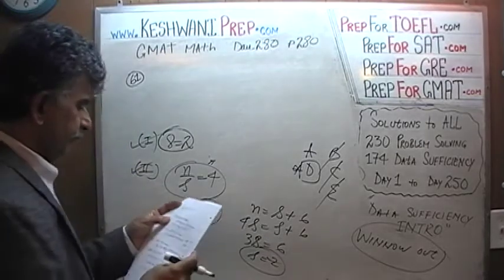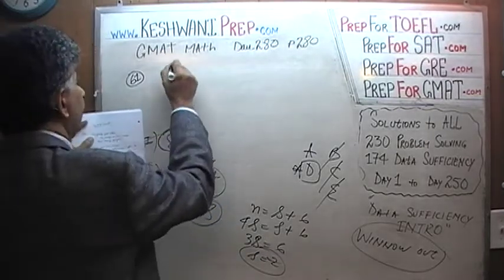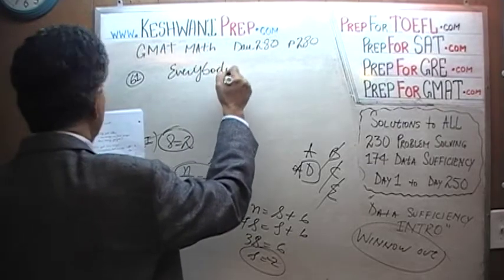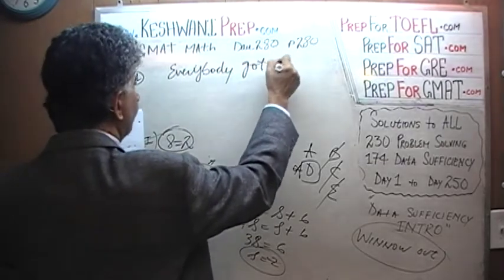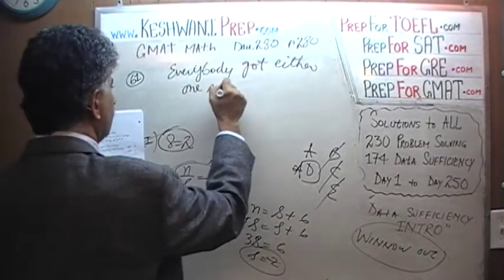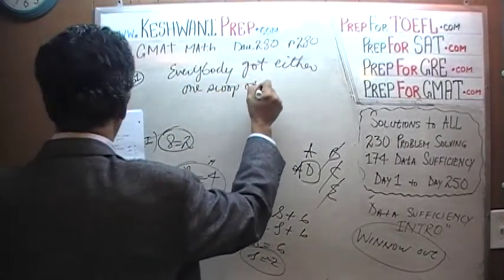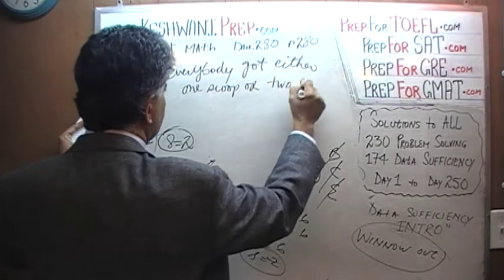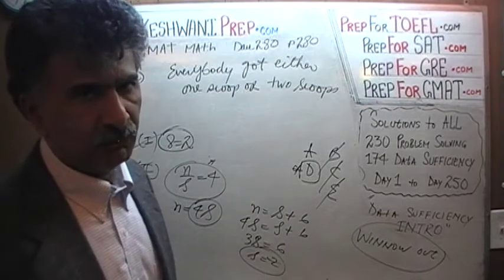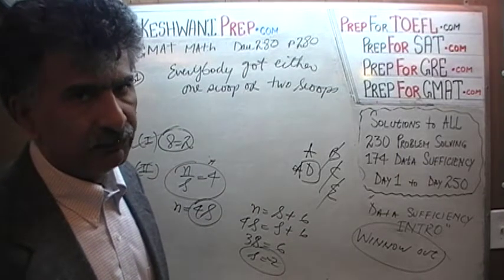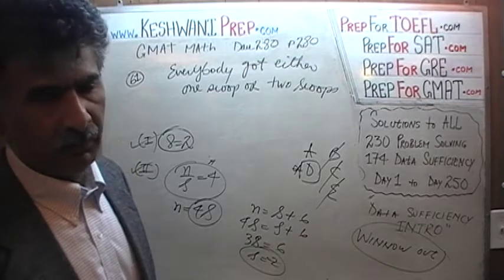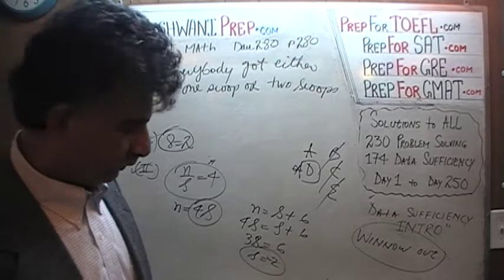Number 61. In number 61, we are told that everybody got either 1 scoop or 2 scoops. Everybody got either 1 scoop or 2 scoops. In other words, they're telling us that there was nobody there who did not get ice cream. Everybody got ice cream. Some got 1 scoop, some got 2 scoops.